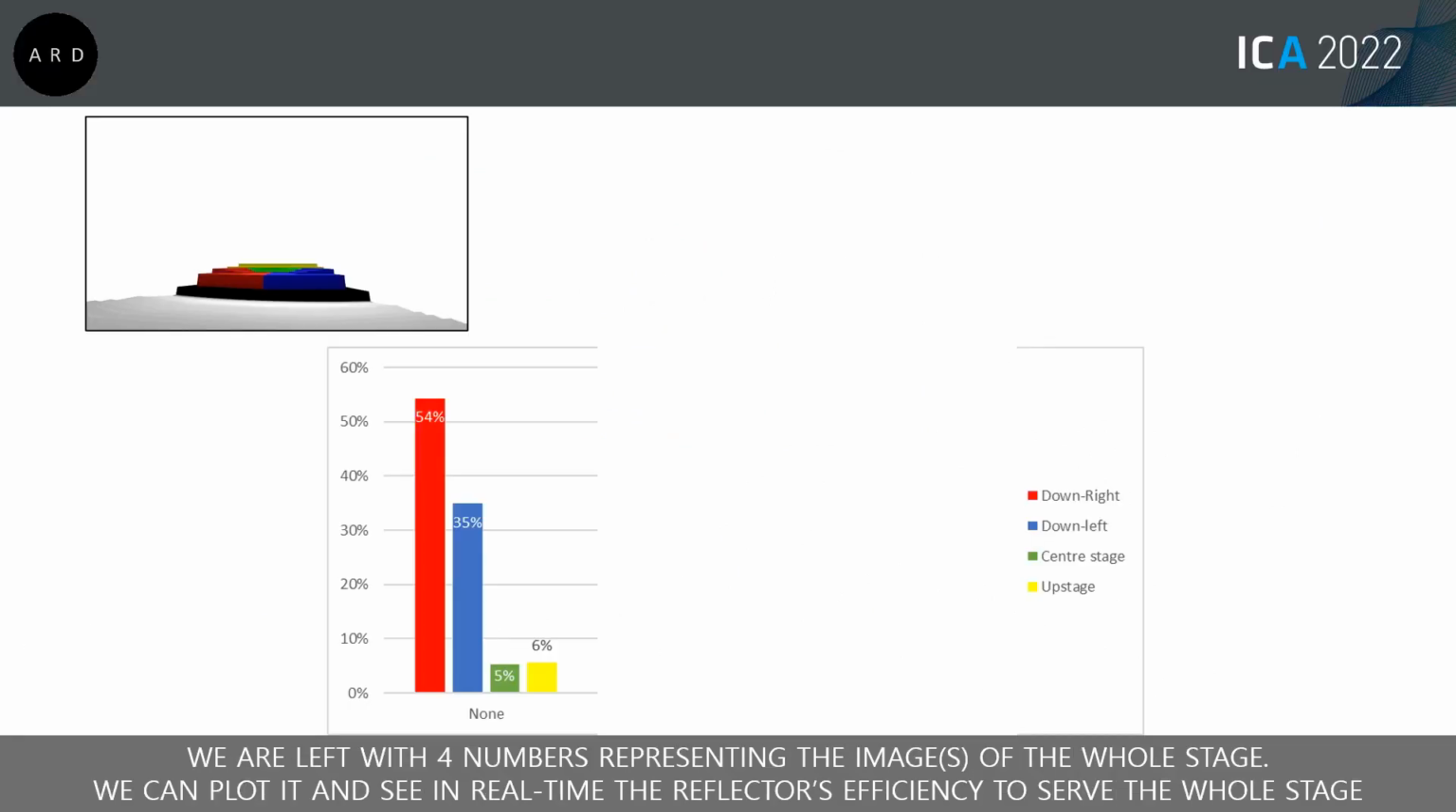Once we have these, we are left with 4 numbers representing the images of the whole stage, because we had 4 zones. The 4 clusters and population counts can be plotted any way we want. We showed the spheres in the 3D model. It could have been a plot in Excel or even a plot directly in the Rhino viewport. What we see is, almost in real time, the reflector's efficiency to serve the whole stage. And here's an example.